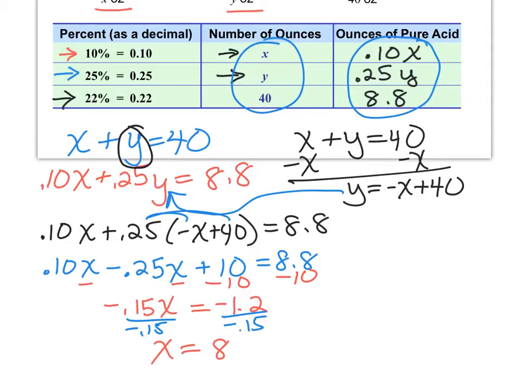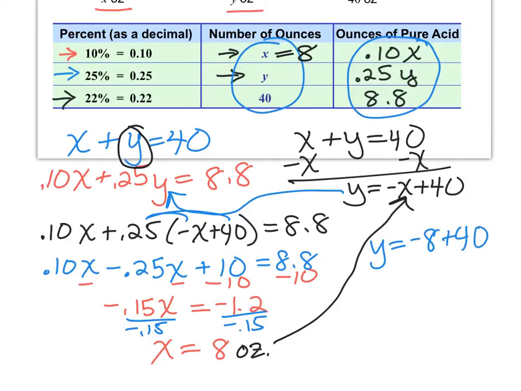So that lets me know that the number of ounces of the 10% solution is going to equal 8. So 8 ounces. And then I've got to figure out how many ounces of the 25% solution. So I can go back to this equation here. If I know what x is, I can substitute that in to find y. Y is equal to negative x, or negative 8 plus 40. So y is equal to 32. So that means the amount of the 25% solution is 32 ounces.